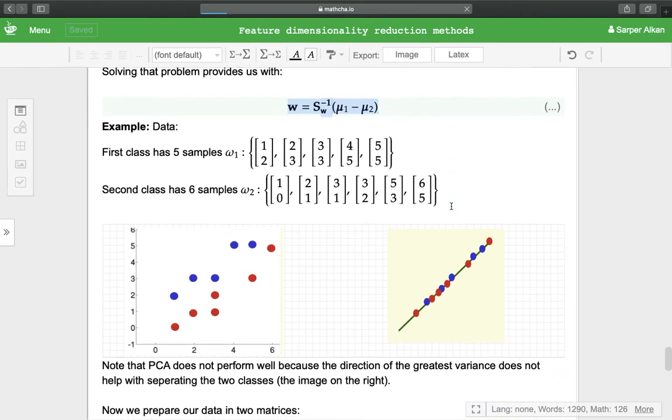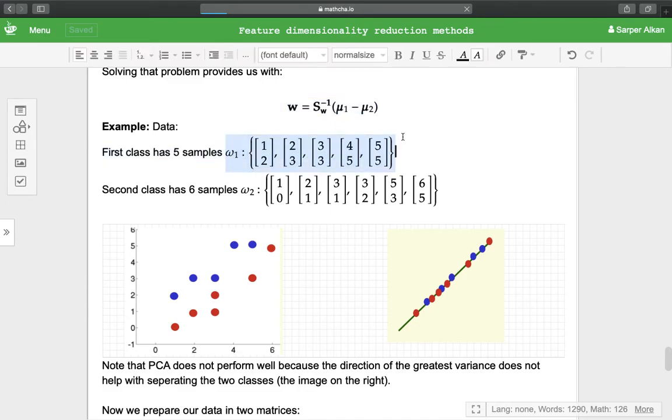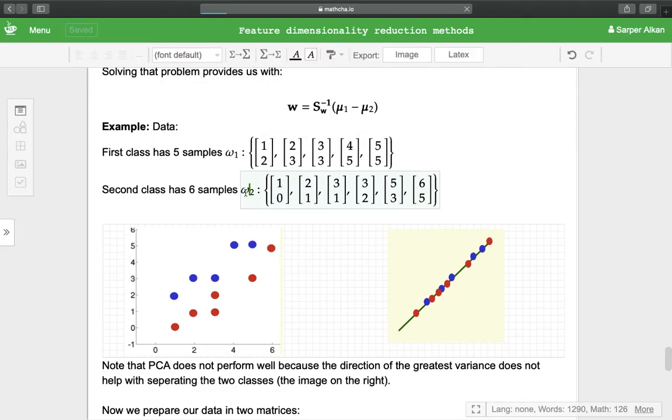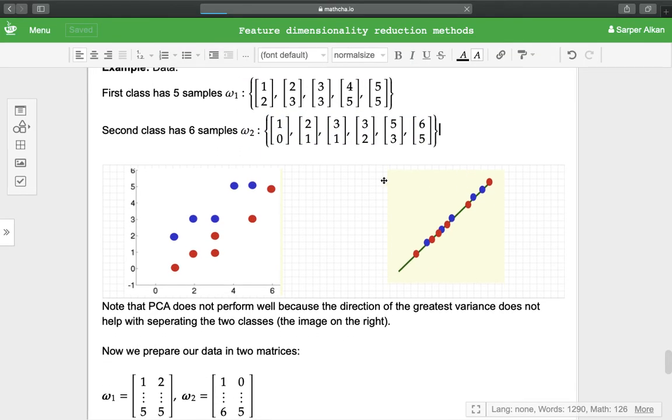For example, let's say that we have 5 samples of our first class, omega 1, and 6 samples of our second class, omega 2, here. When we represent them on the Cartesian coordinates, we have these from our first class and from our second class. Note that when we use PCA in order to project them, we have this projection, which does not help at all with classification of these samples.